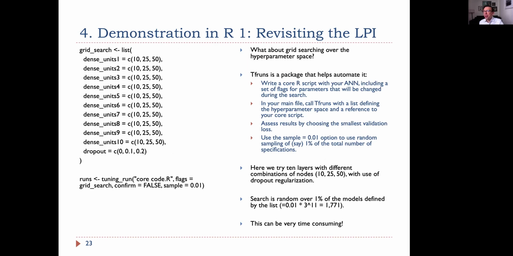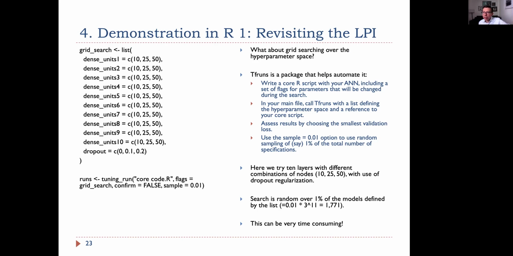Now, what about the grid search? Okay, so in that model that I just set up, there's a whole bunch of hyperparameters that I've just assumed that we know. Of course, in reality, we don't know them. Well, tfruns is a great little package that helps you automate the grid search. So what I've done here in the code on the left-hand side is to set up a list for my grid search. And so what I'm doing here is searching over 10 layers for combinations of 10, 25, and 50 neurons. So it's going to do all of those combinations.